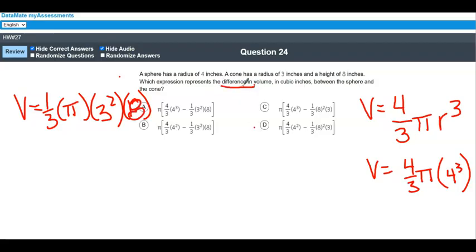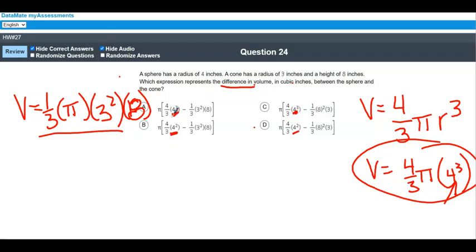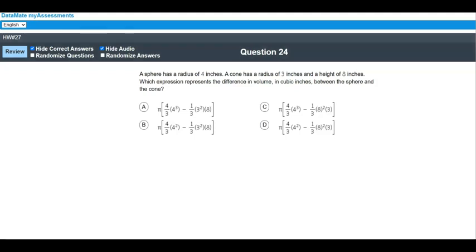So if they're asking you to find the difference, then we need this volume formula first, which is why these look the way they do, and we need the cone second. So let's double check these numbers. You should have a 4 to the 3rd power inside here. So that means that these are wrong. And then we need a 3 with the 2nd power in here. So that means that this one is wrong, leaving us with this only option.